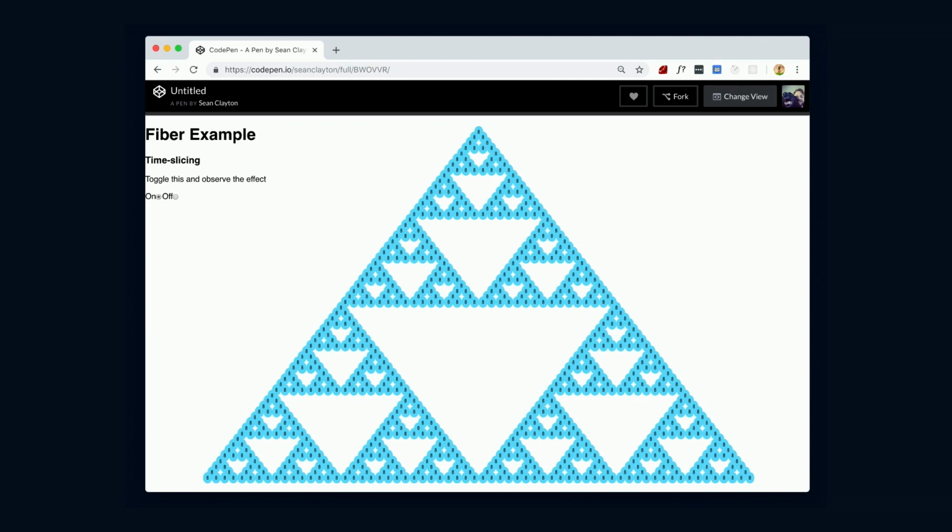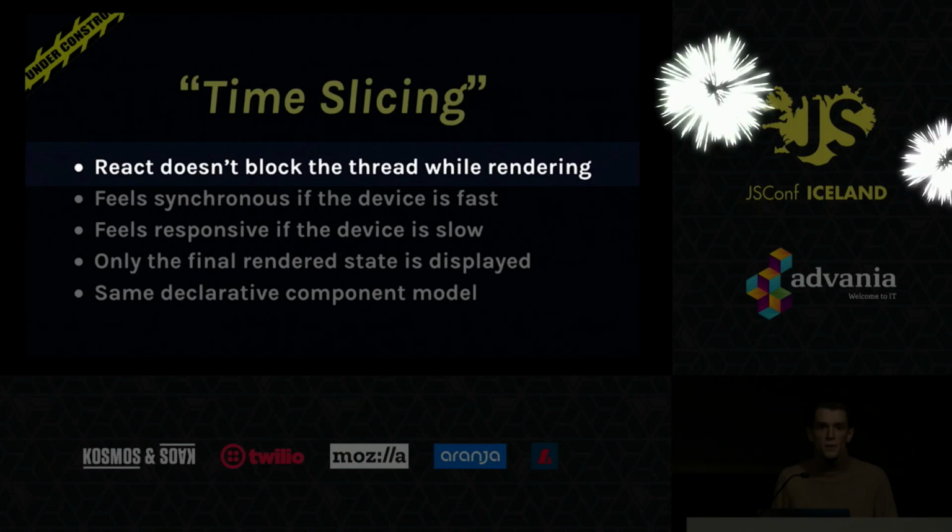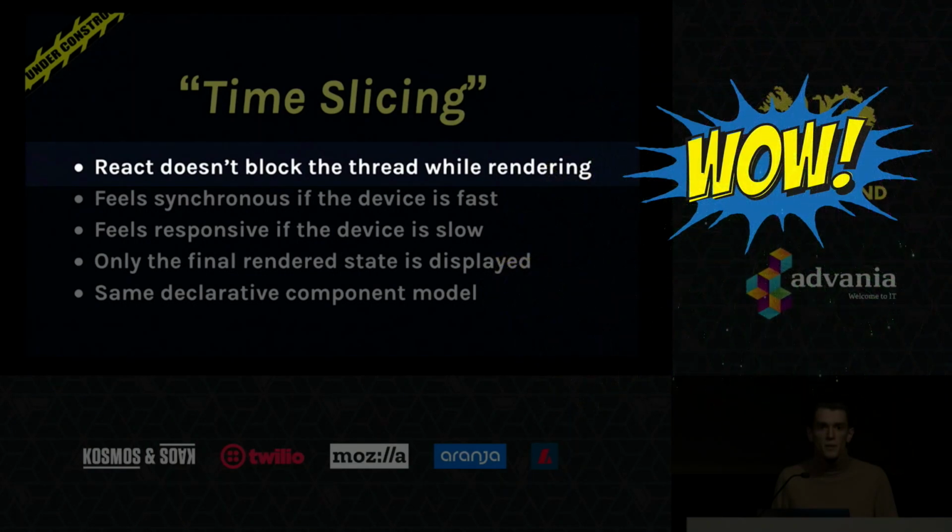There are some reasons for this that I won't go into here, but essentially it comes down to this feature called time slicing. What it does is React doesn't block the JavaScript thread while rendering. It sounds a bit weird, because obviously it has to do work, right? So how does it do that? The previous implementation was known as the stack reconciler, a stack implementation. And this one is known as Fiber.